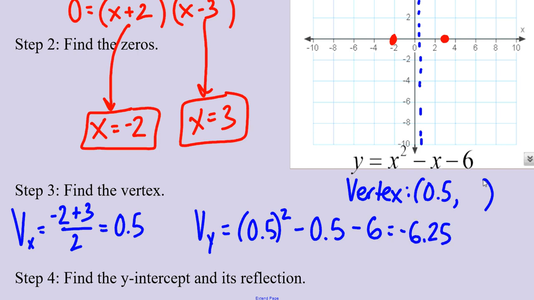I actually need a little bit more room there. -6.25. And I plot that. 0.5, -6 1/4. It's right there. And then my last is my y-intercept.